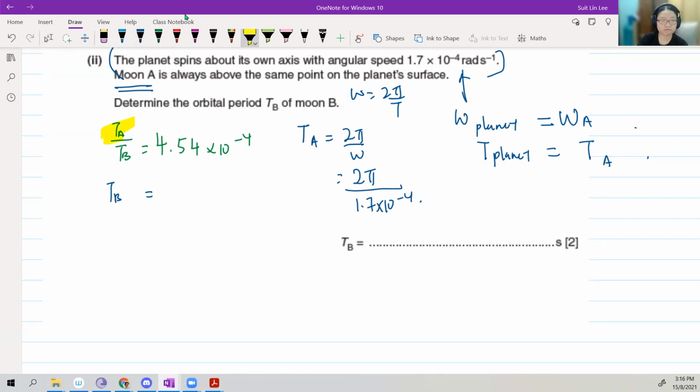I believe the answer for this one, let me ask my best friend, and by best friend, I mean paper.sc. This is 8.1 times 10 to the power of 7. This is 3.70 times 10 to the power of 4, because this is radian per second.